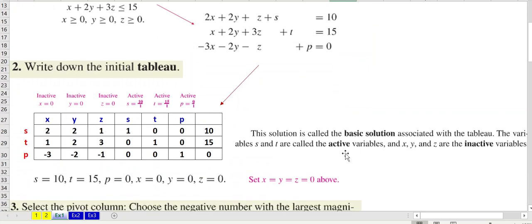Step two is to write down the initial tableau. I like to just call it a table. And so this is kind of like what we were doing in the last section. You're going to see that there are some similarities to when we were creating matrices in the last unit.